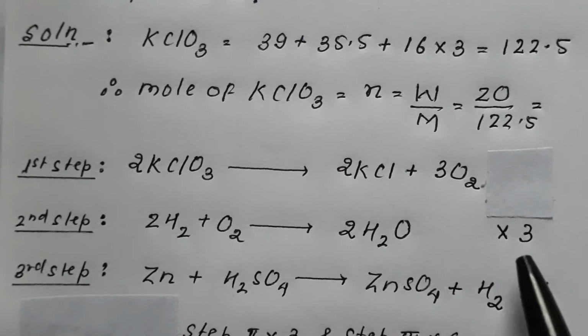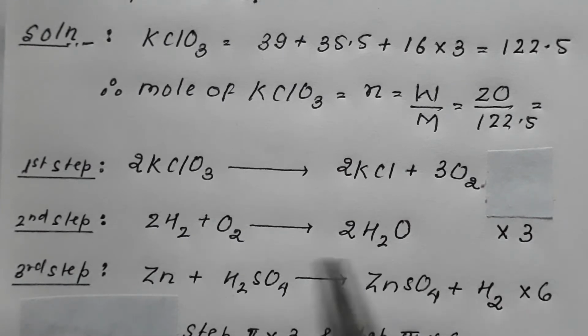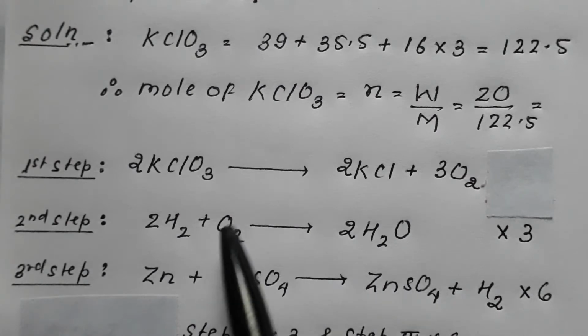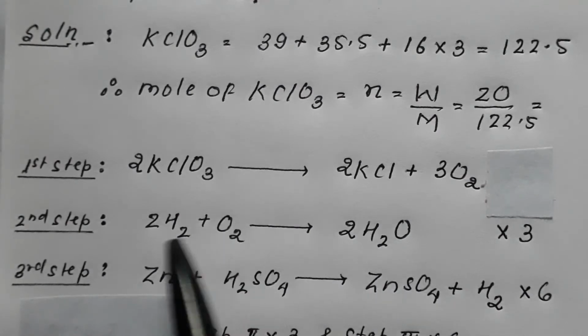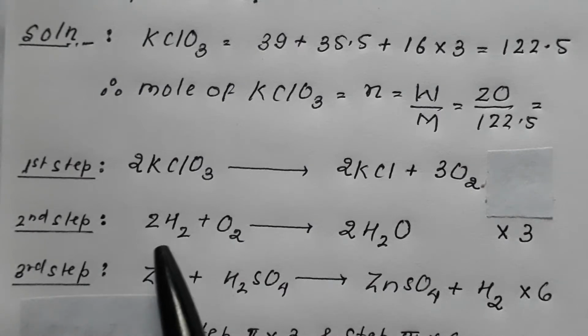Now if it is multiplied by 3, then this hydrogen becomes 6. In this reaction number 3, only 1 hydrogen is produced. Now if we make this oxygen 3, this hydrogen becomes 6. To make this hydrogen 6, we have to multiply step 3 by 6.